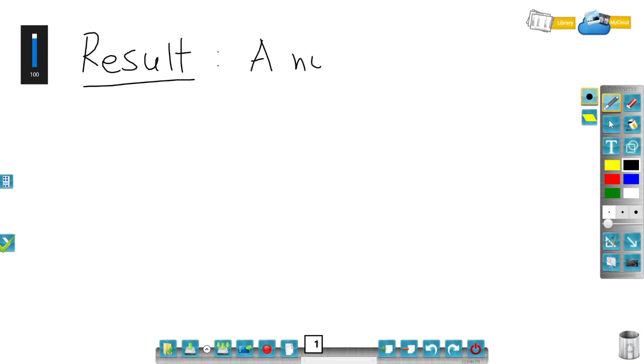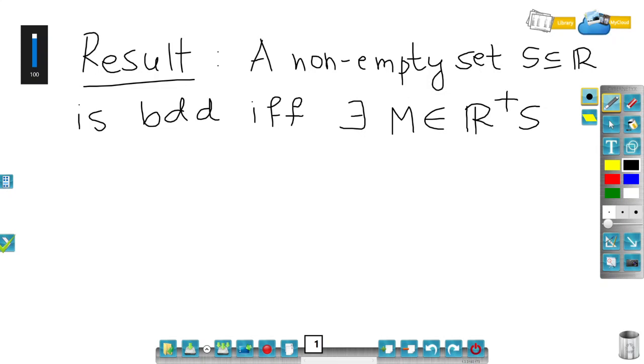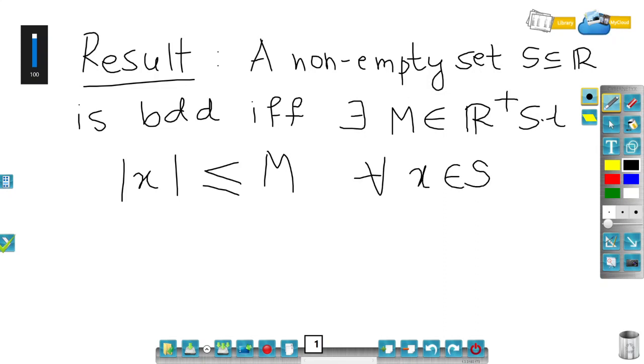A non-empty set S subset of R is bounded if and only if there exists a positive real number M, that is, M belongs to R plus, meaning those x which are greater than 0 and x belongs to R, such that modulus of x is always less than or equal to M for all x belongs to S. I will not be proving this property, because the proof of this theorem is mentioned in the notes which I have provided.